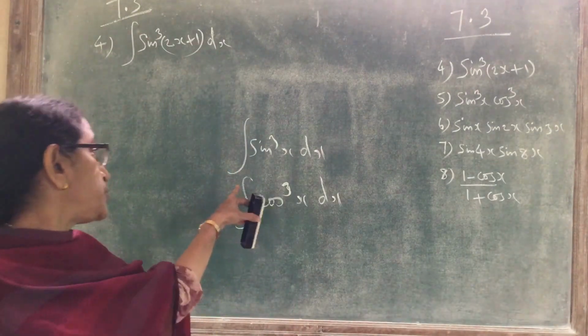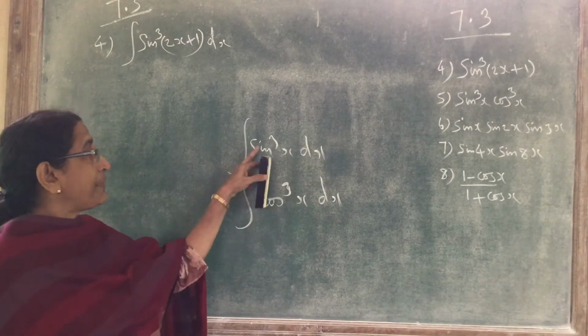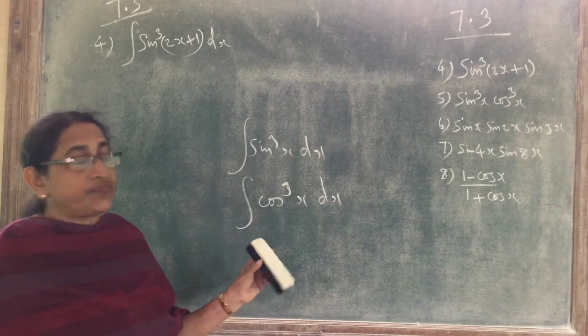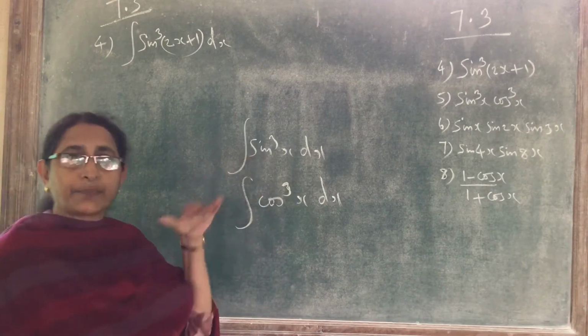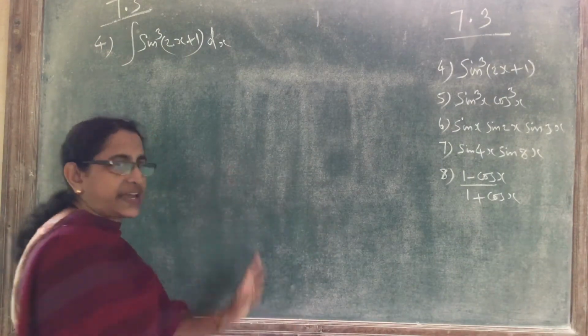Now to integrate these two questions we can use one more method. That method is given in the textbook. You can follow that method also. Any one method you can do. So understand that method also. Now we are going to do the other method, the same method.